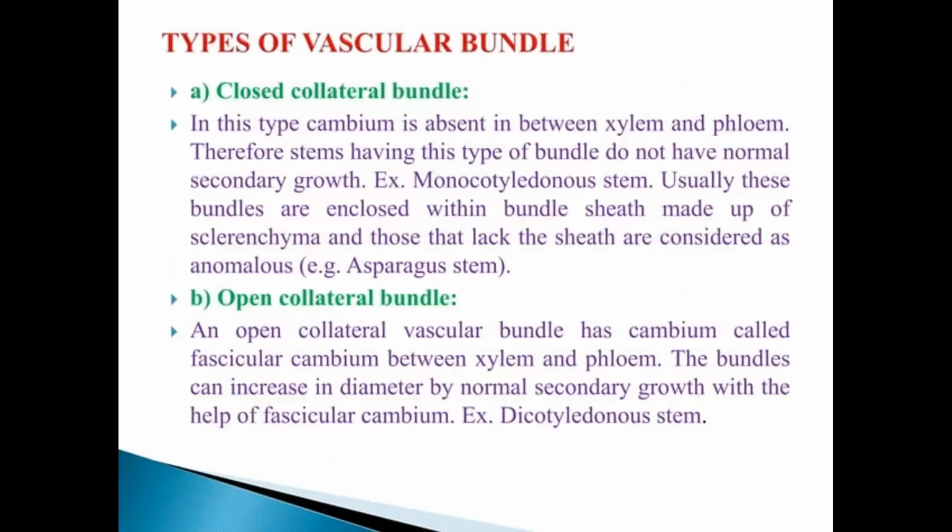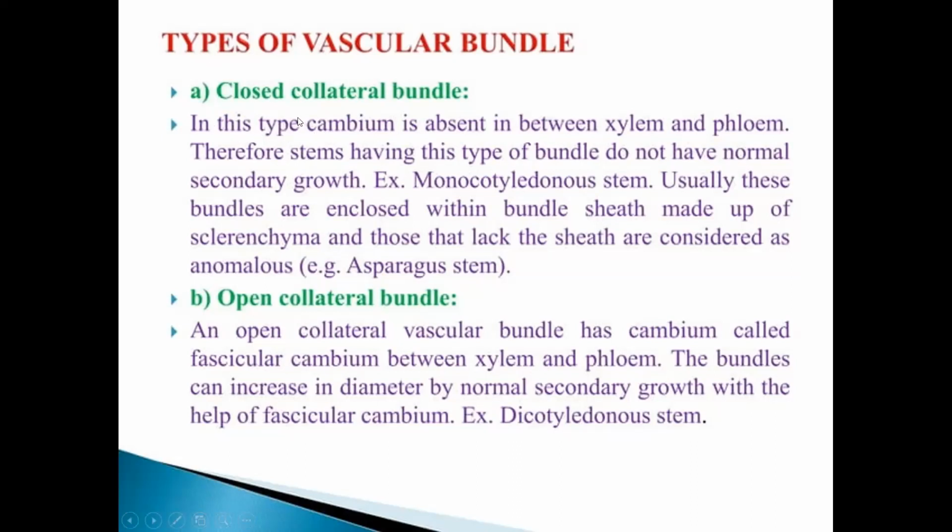Okay, so types of vascular bundles. Generally, vascular bundles are conjoined, collateral, and open, or conjoined, collateral, and closed. Based on the arrangement of the xylem and phloem, the vascular bundles are called collateral. Conjoined means the xylem and phloem are present on the same radius. Collateral means they lie on either side on the same radius, laterally.